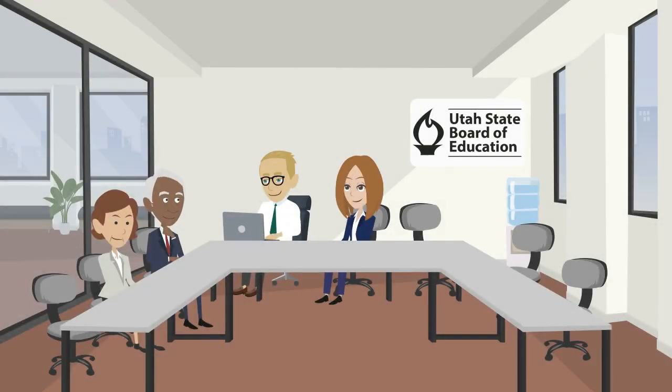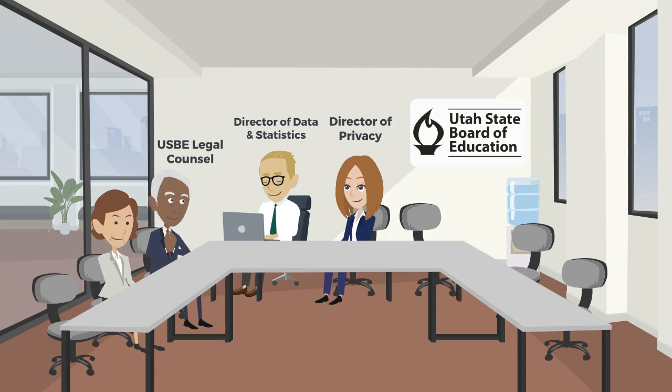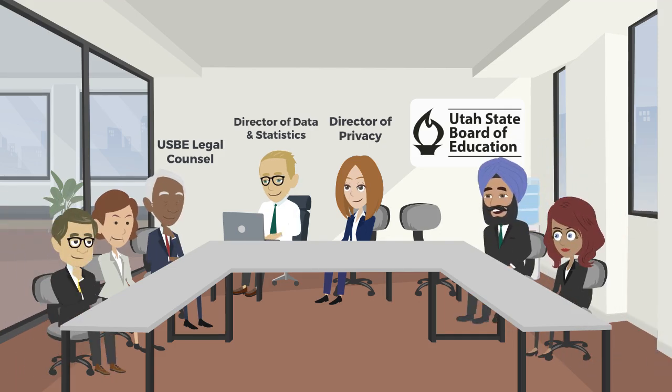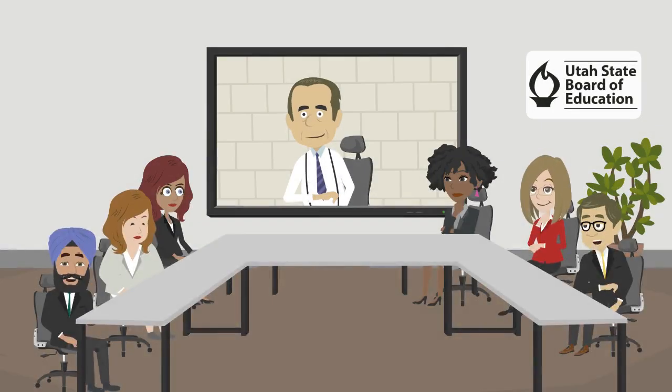The final and most rigorous data approval pathway is for requests for internal student data which are discretionary. That means they are not required by state or federal law. After review from the Director of Privacy, the Director of Data and Statistics, and USBE Legal Counsel, the request will be reviewed by the USBE Law and Licensing Committee. If they approve it, the request will move on to the full State Board for final approval.